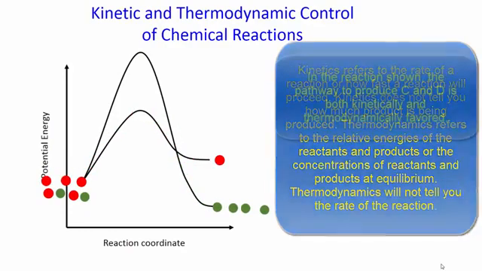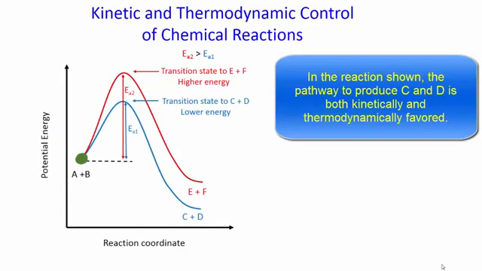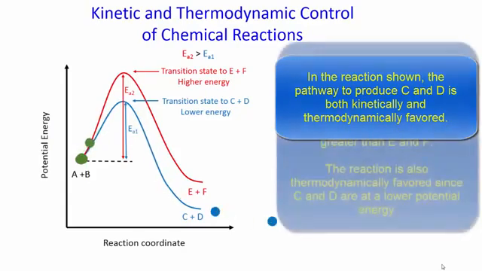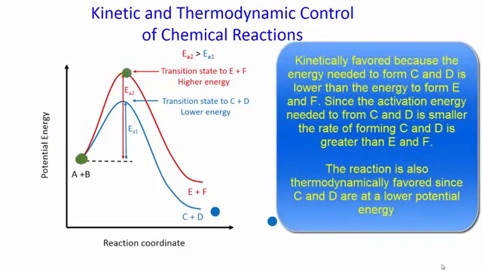In the reaction shown, the pathway to produce C and D is both kinetically and thermodynamically favored. Kinetically favored because the energy needed to form C and D is lower than the energy to form E and F. Since the activation energy needed to form C and D is smaller, the rate of forming C and D is greater than E and F. The reaction is also thermodynamically favored since C and D are at lower potential energy.